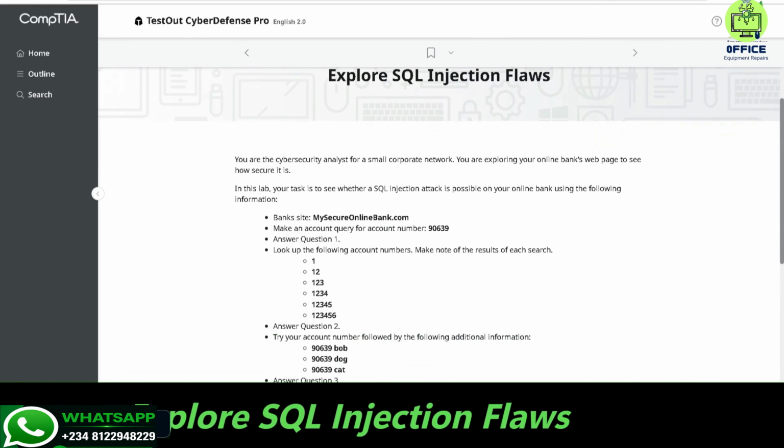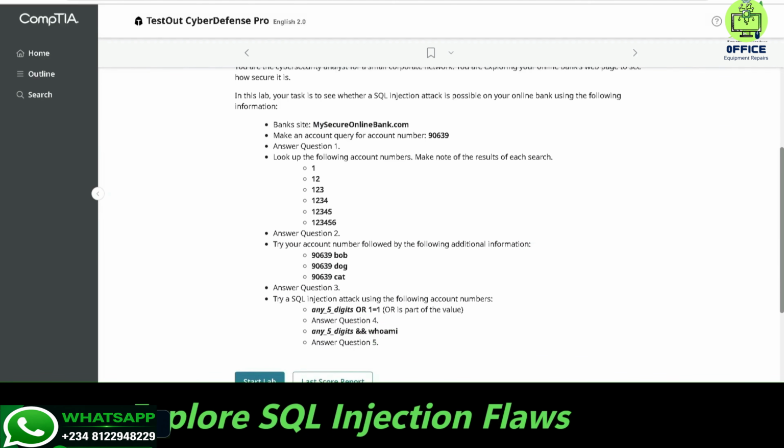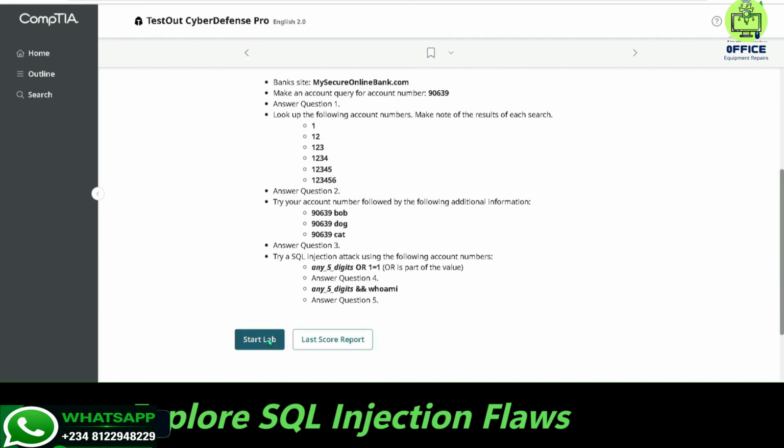This is CompTIA Lab, and we're going to explore SQL injection flaws. So you are the cybersecurity analyst for a small corporate network, and let's go ahead and start up right away.